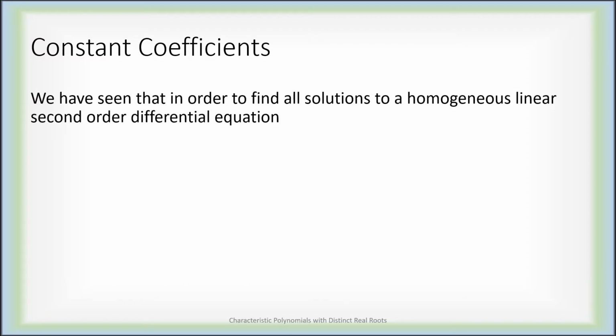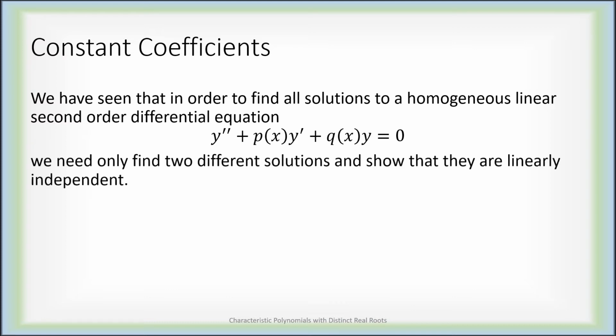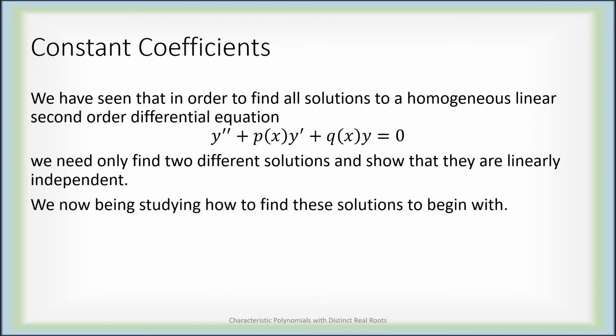So, we have seen already that in order to find all solutions to a homogeneous linear second-order differential equation of the standard form y double prime plus p of x y prime plus q of x y equals 0, we need only find two different solutions and show they are linearly independent. Now what we're going to do is study how you can actually find those two solutions to begin with.